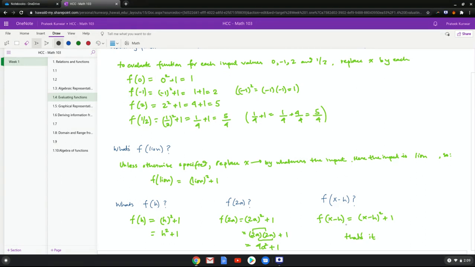Similarly, f of x minus h would be x minus h whole squared plus 1, and you can leave it just at that point, right? So that's all about evaluating functions. In the next video, we will be looking at graphical representation of the functions.